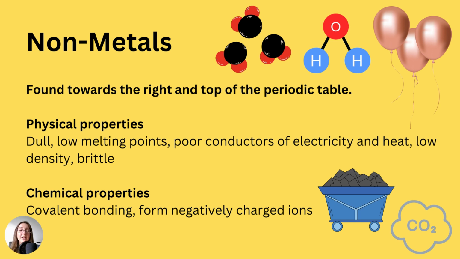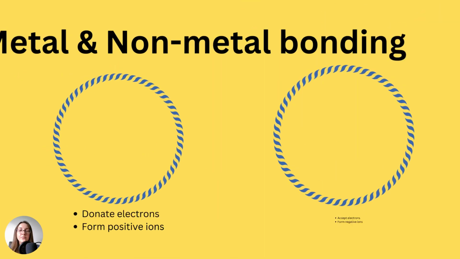All non-metals have the same physical and chemical properties, so they are dull, they have low melting points, they are poor conductors of electricity and heat, they have low density and are often very brittle. The chemical properties include covalent bonding, they form negatively charged ions as well.